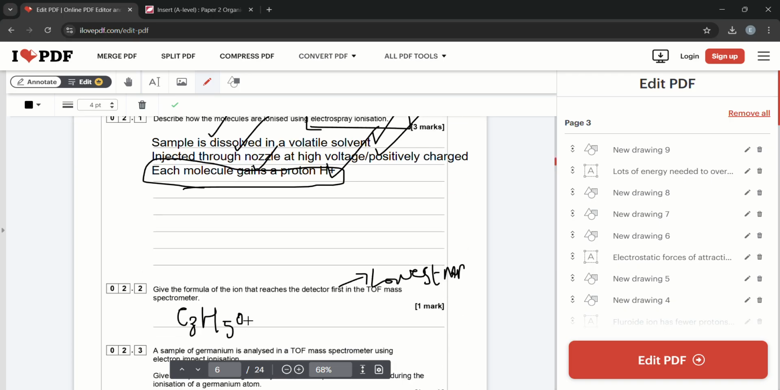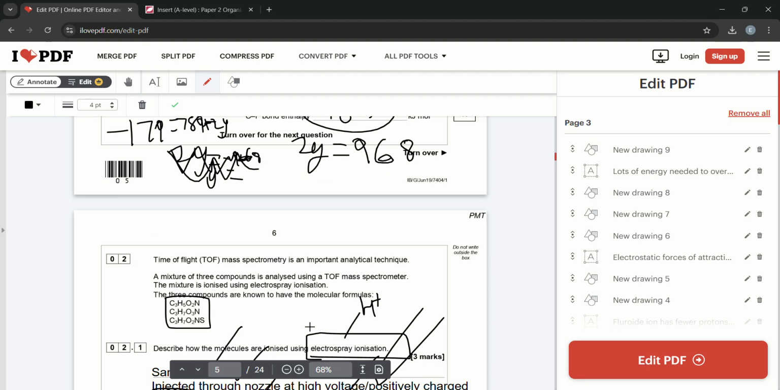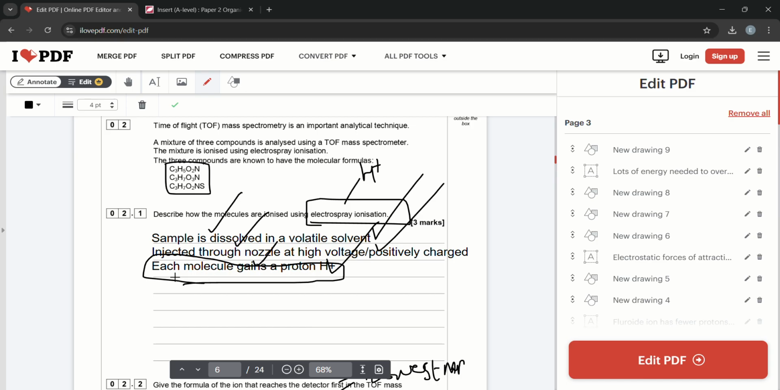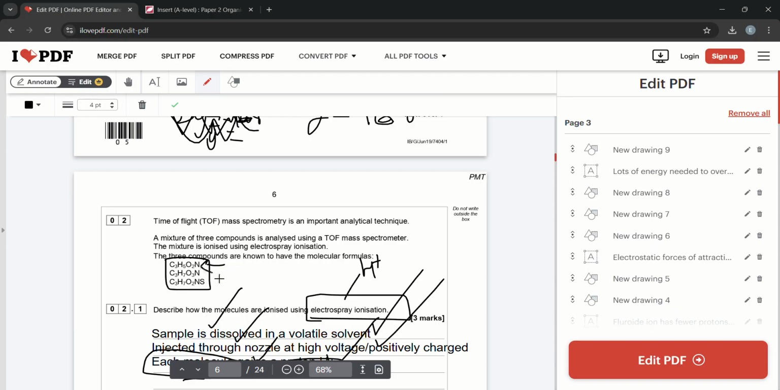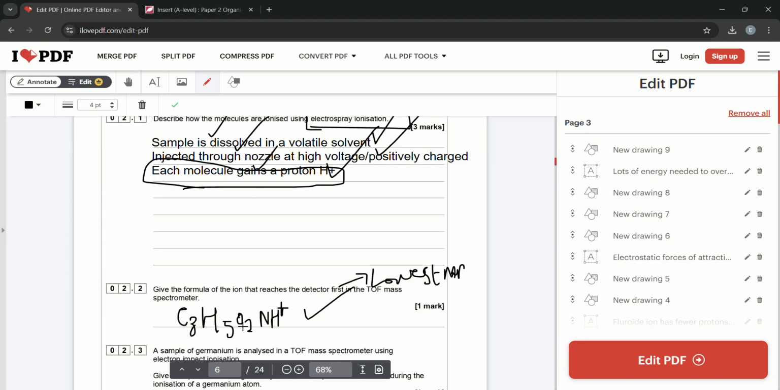So it's going to be C3H5O2N and H+. That one's slightly tricky. If you got 2.1 correct, each molecule gets a proton, H+, so therefore for the one with the lowest Mr, just add a proton at the end of it.